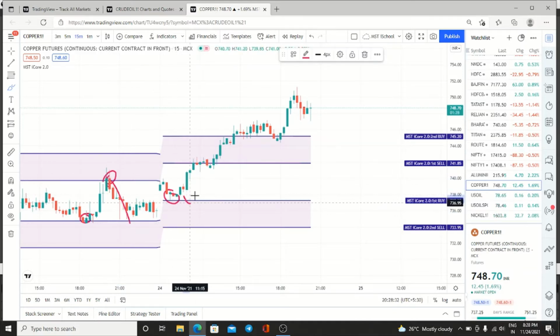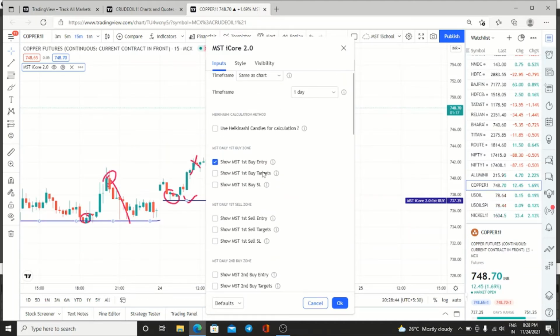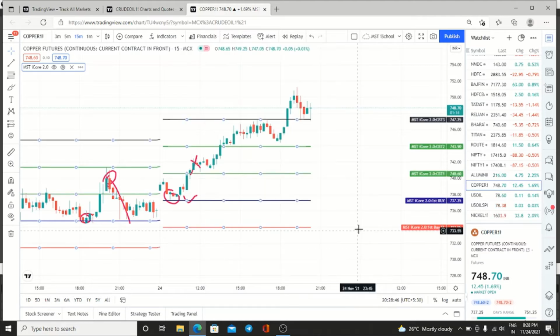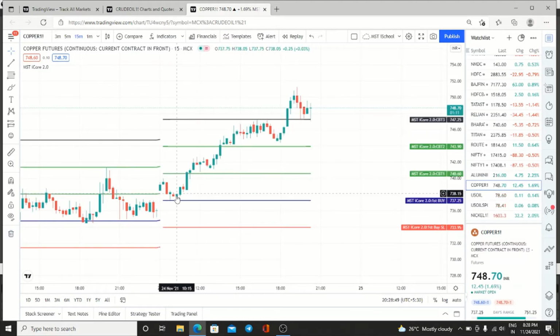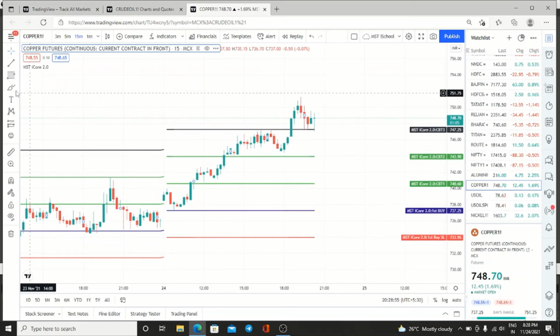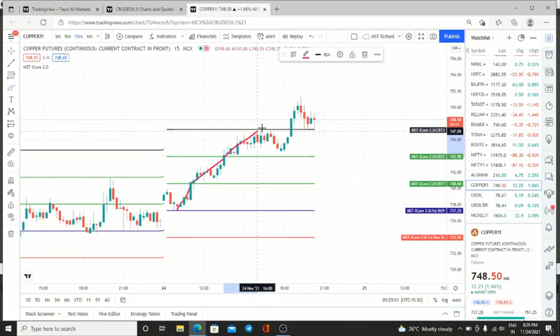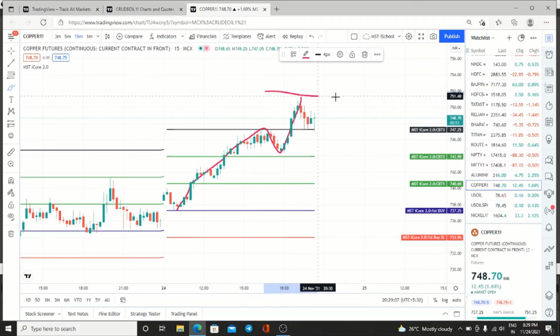So now buy got activated, and we have to remove the sell entry. Go to indicator settings and remove the sell entry, the second buy entry, and all other entries, and enable the first buy targets and first buy SL. See here, immediately our first target hit, then the second target hit, then the third target also hit. Then it gave a small retracement, and again the third target, and it has reached the fourth target also. So all targets hit in the buy entry. This is how we have to trade.